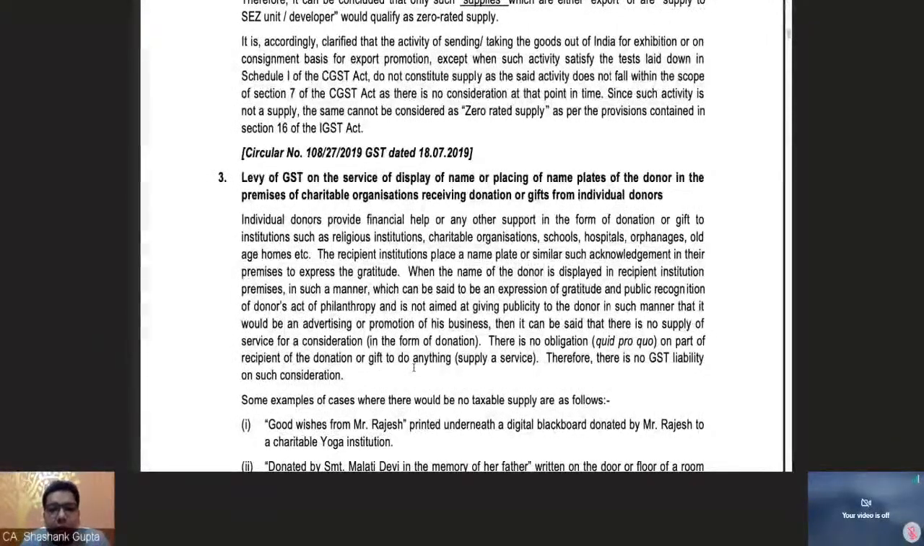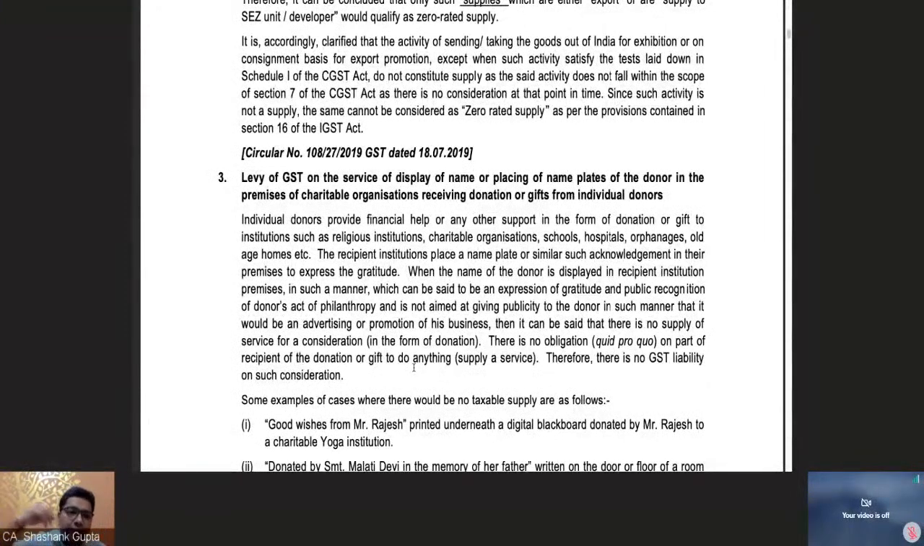Next is levy of GST on the service of display of name or placing of nameplates of the donor in the premises of charitable organizations receiving donation or gifts from individual donors. You would have gone to temples, mosques, churches. On the fan it is written donated by this and this. On the wall it is written this room was constructed by this. In the temple it is written this was constructed by this. So a question came, can this donation be made chargeable to GST because some marketing is happening, right?